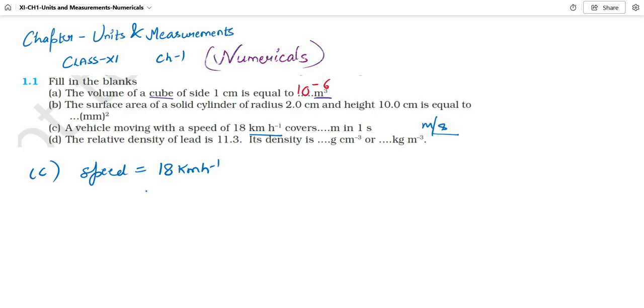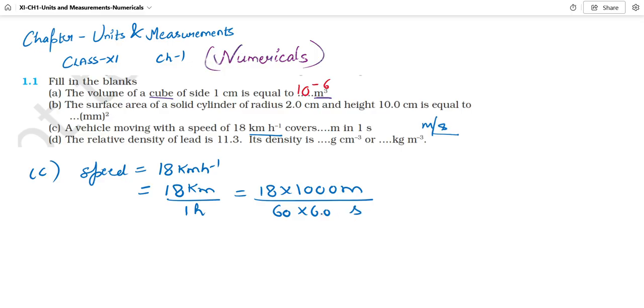How will I do that? There is a trick or a direct method, but before doing it, let us understand how that comes. So I write 18 kilometer per hour, meaning upon 1 hour. Now, how many meters are there in 1 kilometer? 1000, right? And how many seconds are there in an hour? 60 into 60, right? So we can solve this.